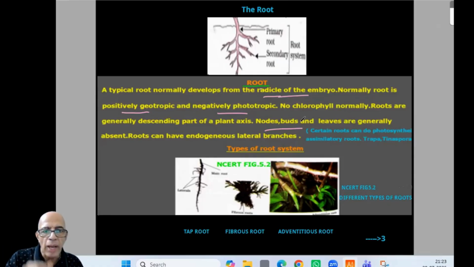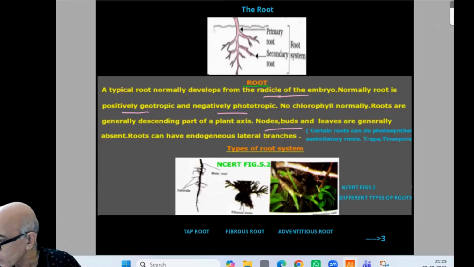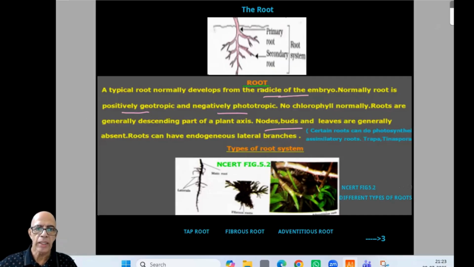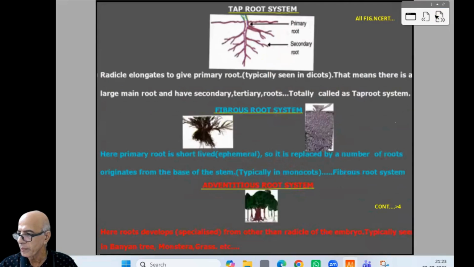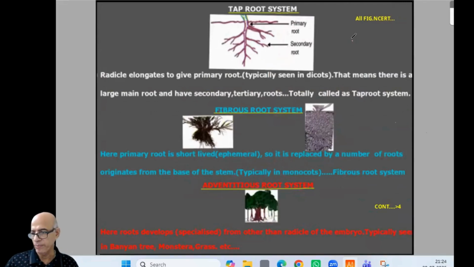And roots can have endogenous lateral branches. Remember, certain exceptions are there. Certain roots can do photosynthesis, often called assimilatory roots. An example is Tinospora. Now, another diagram given in NCERT: taproot system, fibrous root system, adventitious root system. These three will be defined on the next page. All diagrams are connected with the NCERT, and some are connected with the previous NCERT also.